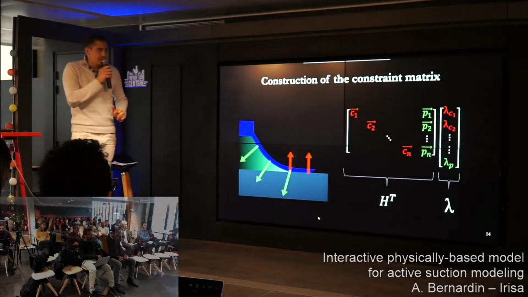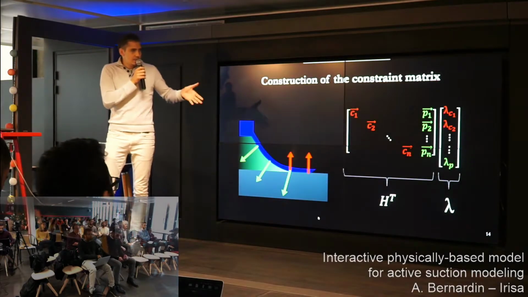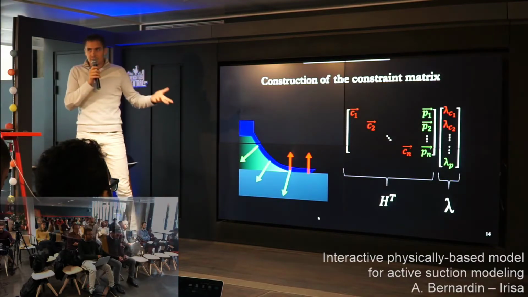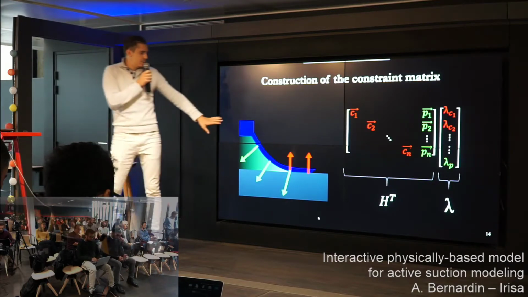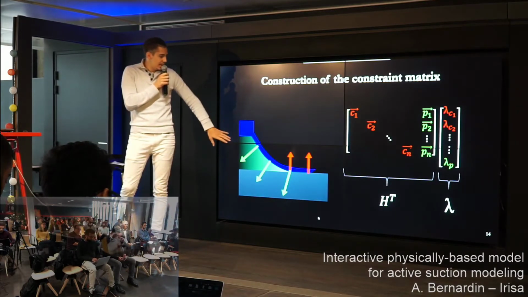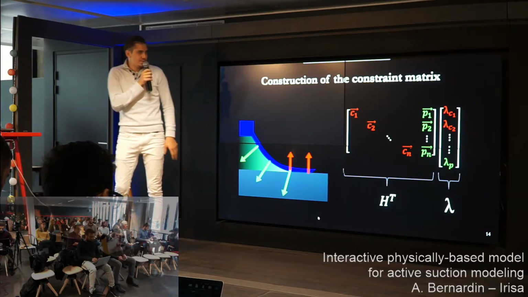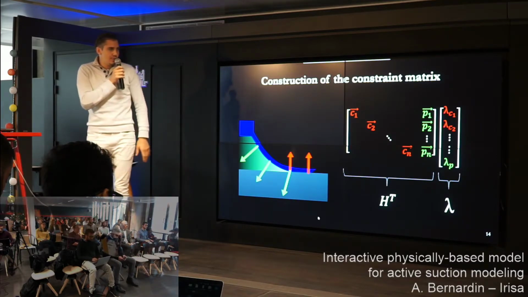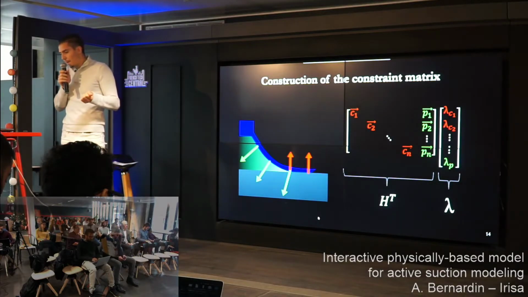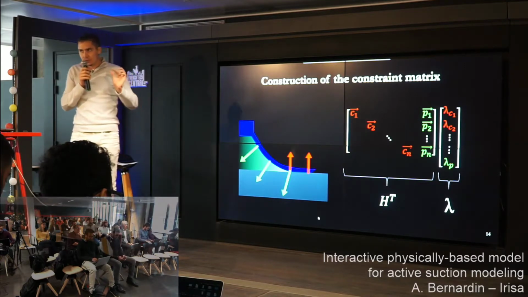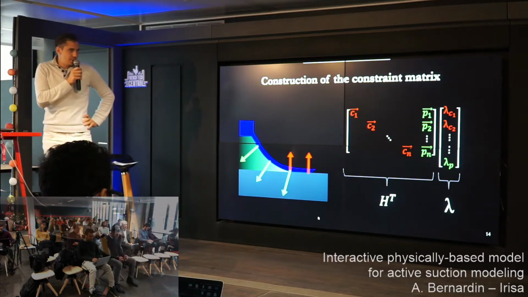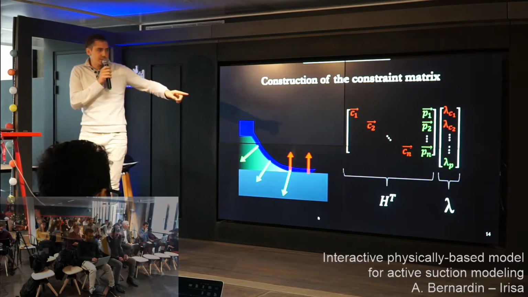And for better understanding, here is a representation of the constraint matrix, H transpose. Here in red, we have the contact constraints, and in green, the pressure constraints. We can see that the constraint matrix is a sparse matrix, and we have one Lagrange multiplier per contact point, but only one Lagrange multiplier for all the pressure constraints. So lambda p here represents the scalar pressure.